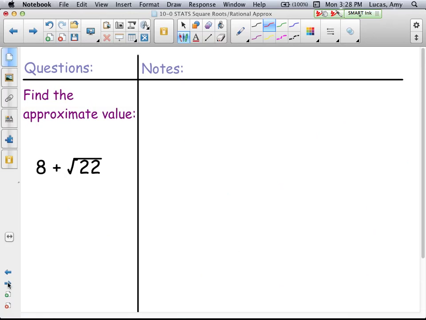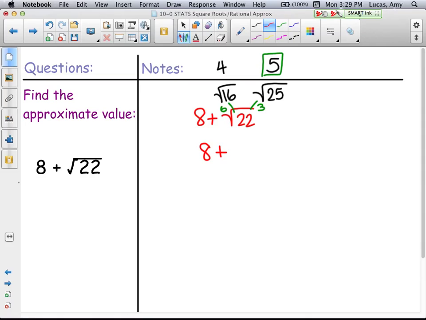Okay, find the approximate value. 8 plus the square root of 22. Without a calculator, the square root of 22 is in between two perfect squares, 16 and 25. So it's in between 4 and 5, and it is closer because it's 6 away here, and it's only 3 away here. It's closer to 5, so I am going to use, as my approximate value, 4.7. Now if you use something like 4.6, 4.7, 4.8, those are all going to be reasonable.